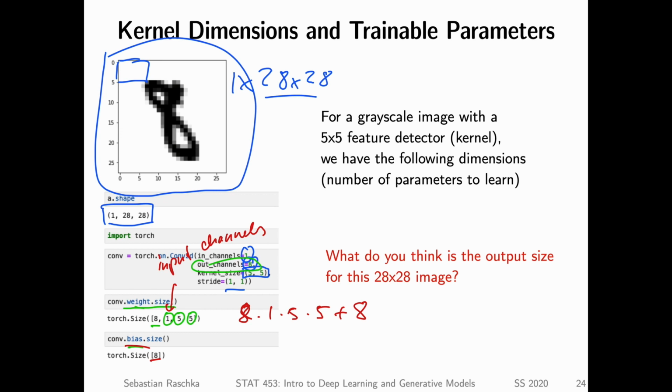So one question for you, what do you think is the output size of this image? So if I apply my convolution operation and then create the feature map, what is the size of this feature map? This may be a good practice to use the equation I've shown you in the previous slide.